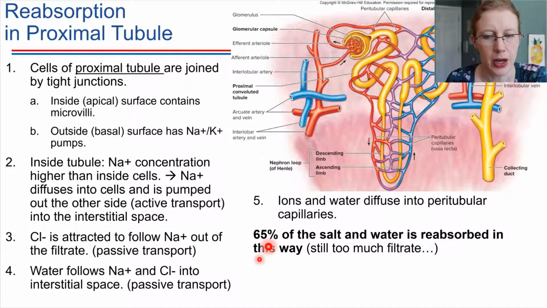So overall, about 65% of the salt and water is reabsorbed this way. There's more that's still going to be absorbed, but this is the bulk of the absorption. It's happening right here. And then once water is in this interstitial space, it will just diffuse into these capillaries and rejoin up with the blood cells.